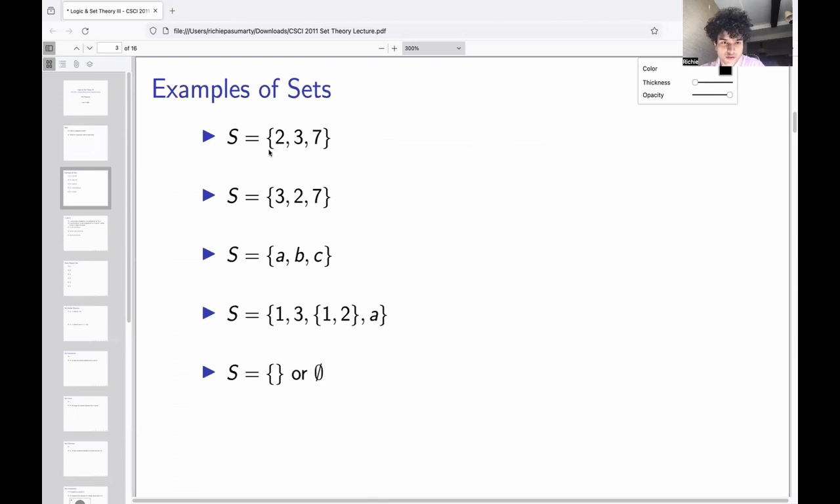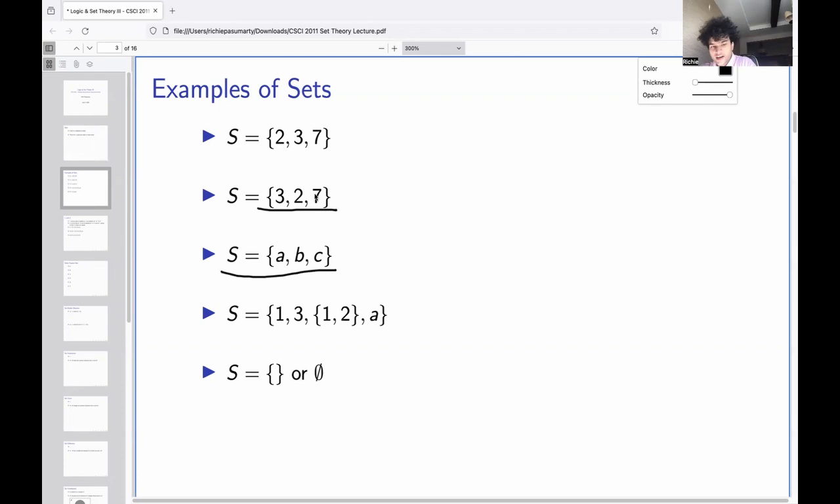So for example, 2, 3, 7 is the set S, and for sets, I use these curly braces to represent them. Another example of actually the same set is 3, 2, 7. Why is this the same? Because the elements of the set, the items within the set, are the exact same, but the order is swapped.